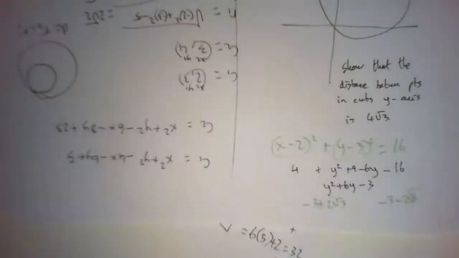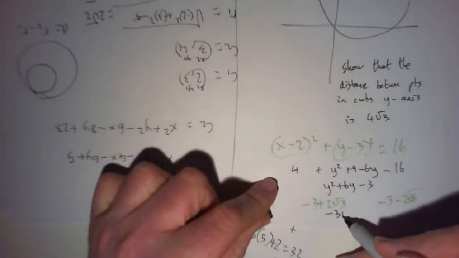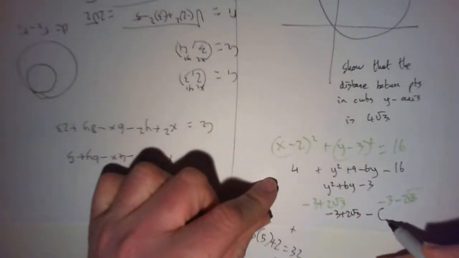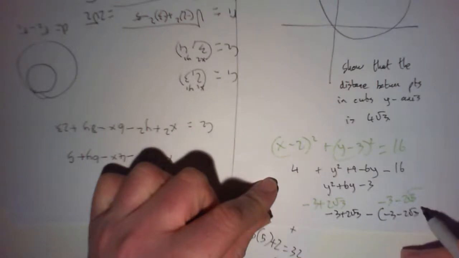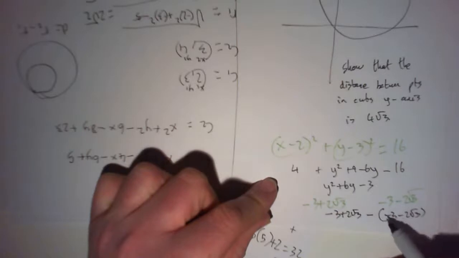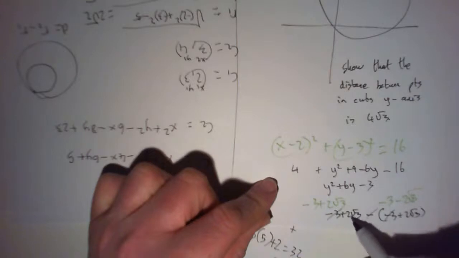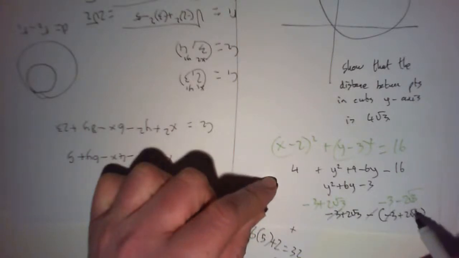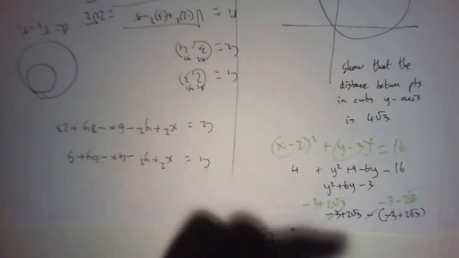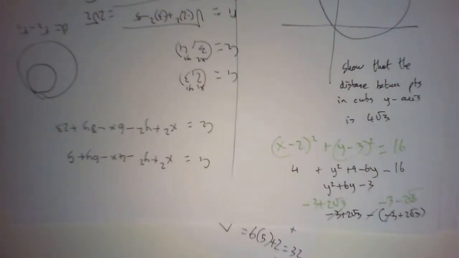Okay, so what have we got? We've got minus 3 plus 2 root 3 minus minus 3 minus 2 root 3. So minus 3 plus 3, that's gone, and then 2 root 3 and another 2 root 3 is 4 root 3, which is what we were told it was going to be. So there you have a nice little one done for you. Don't know how exciting that is for you, but that's how it's done. So that's where it cuts the y-axis. Not very exciting, but it is what it is.